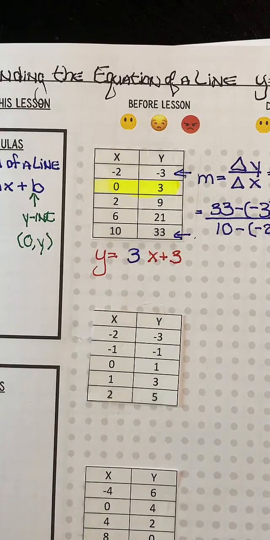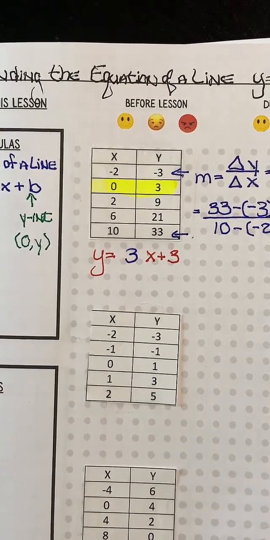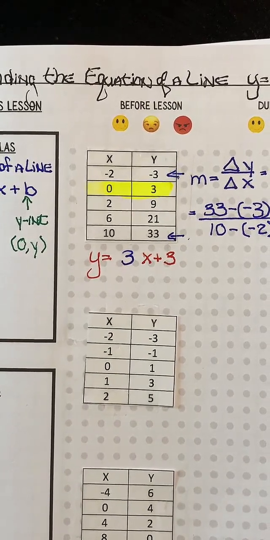Okay, pick a set of points. Don't be scared. Pick a set of points. Okay, 21, 6. All right.